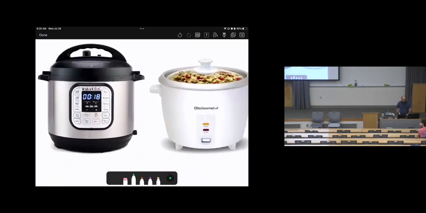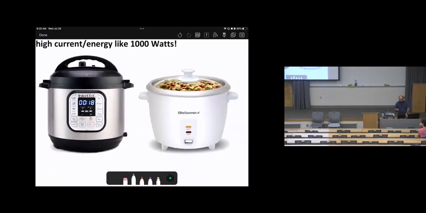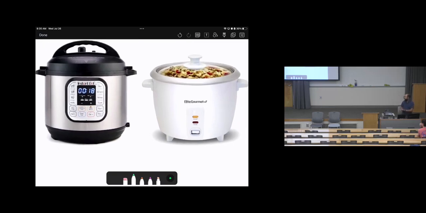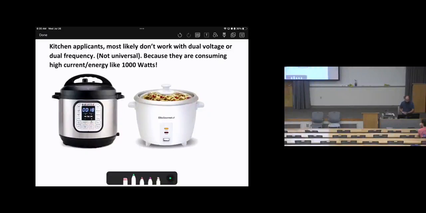Kitchen appliances like Instant Pots or rice cookers, something like that. When you look at the data sheet, most likely you will see this one supporting only 120 volts, 60 hertz. Or when you purchase one in Europe, 220 volts, 50 hertz. They are not universal. The kitchen appliances are not universal.